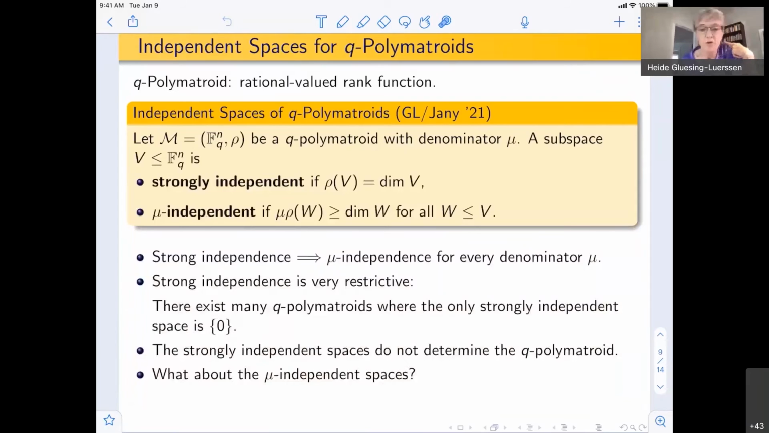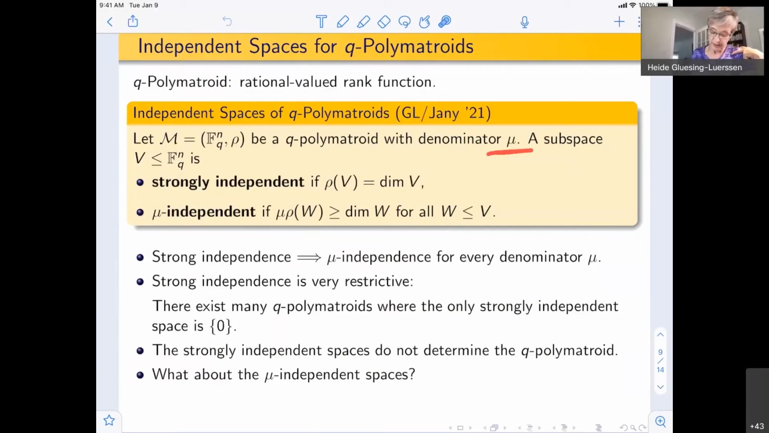So now let's move to q-polymatroids. Again, the only difference is that the rank function now takes rational values. We first need a definition of what an independent space is. Here are two definitions. We came up with the second one, actually. The first one also appeared at about the same time in the literature. A subspace is called strongly independent if the rank equals the dimension, same as for q-matroids. And the second one is really tailored to q-polymatroids.